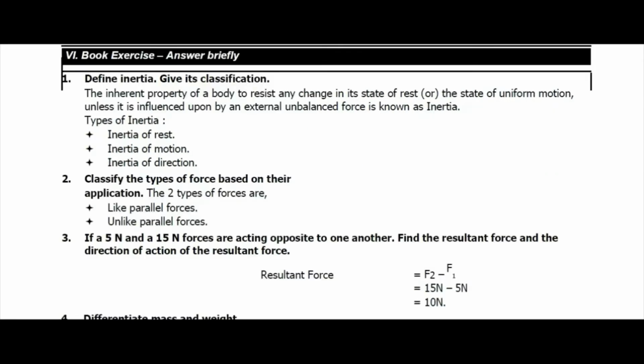Next, we'll see answer briefly. First question, define inertia and give its classification. The inherent property of a body to resist any change in its state of rest or state of uniform motion unless it is acted upon by an external unbalanced force is known as inertia. There are three types of inertia: inertia of rest, inertia of motion, inertia of direction.